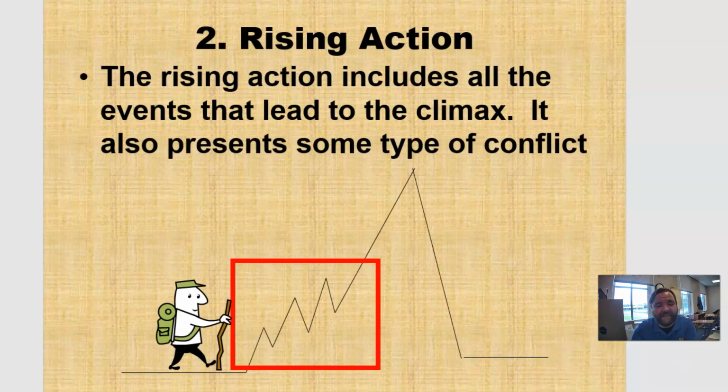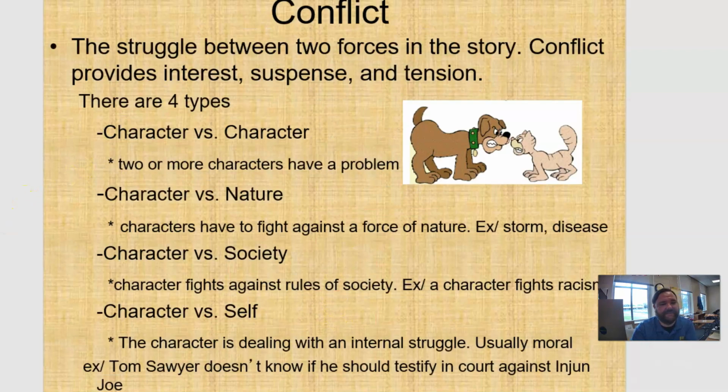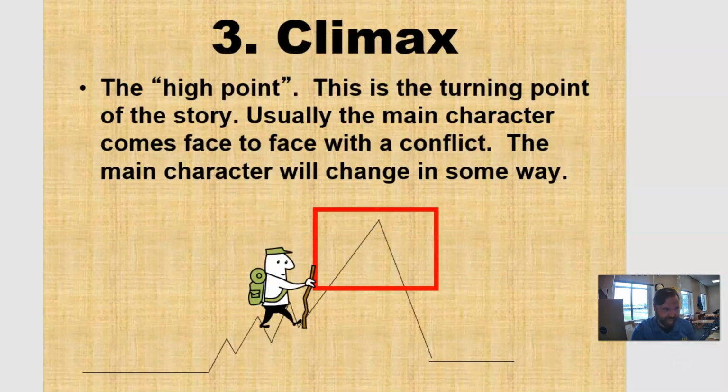All right, next is rising action. Rising action is what takes us from the exposition, from the characters and setting, all the way to the climax. So what are the major points that happen in the story that take us to that exciting part? Conflict. Conflict is the struggle between two forces. There's all sorts: character versus character, character versus nature, character versus society, character versus self. There's also internal and external conflict. We'll be looking at all those as we go further into our stories.